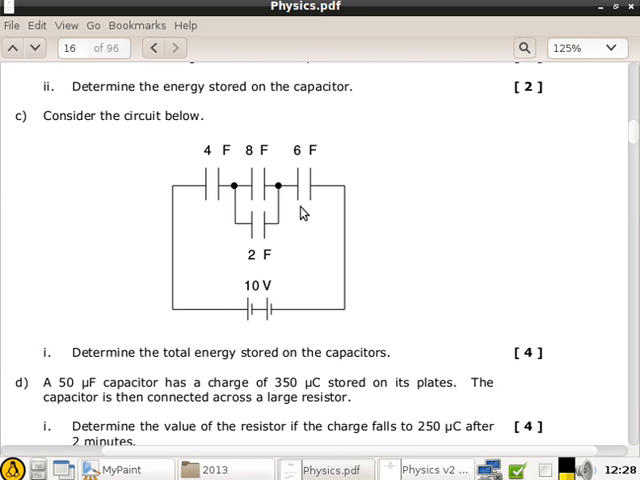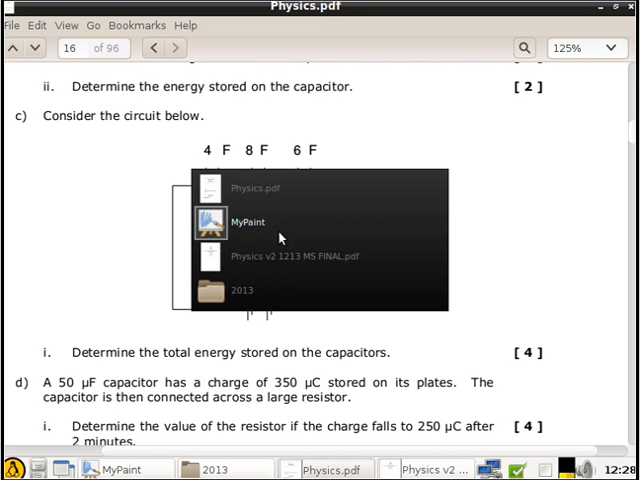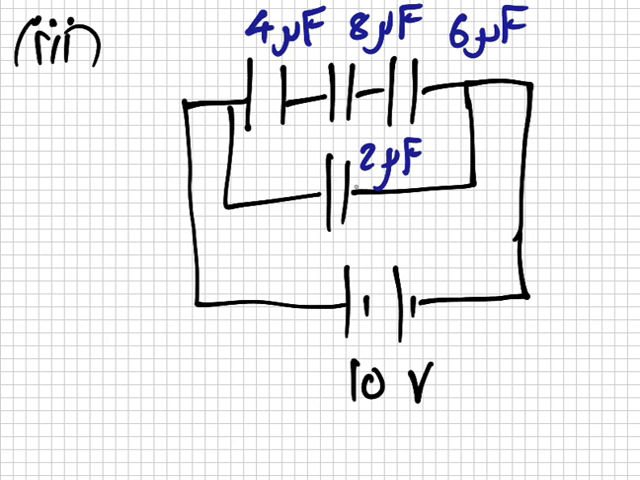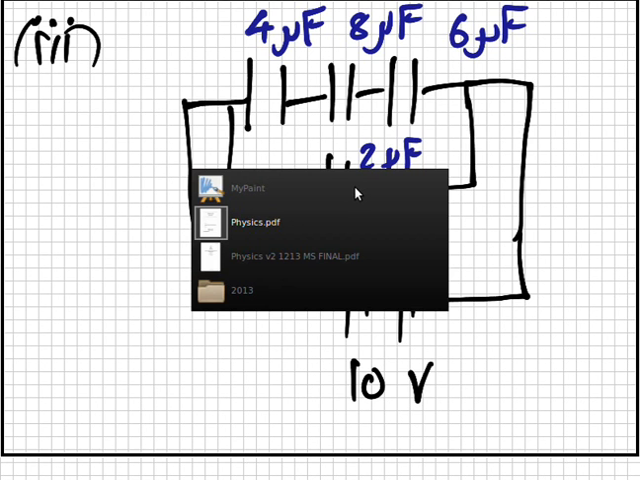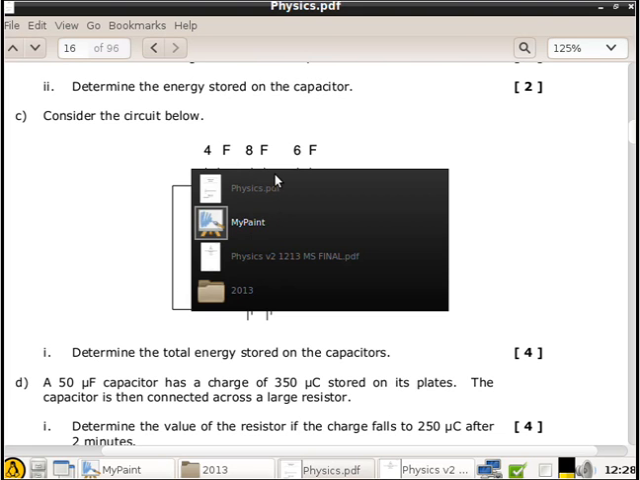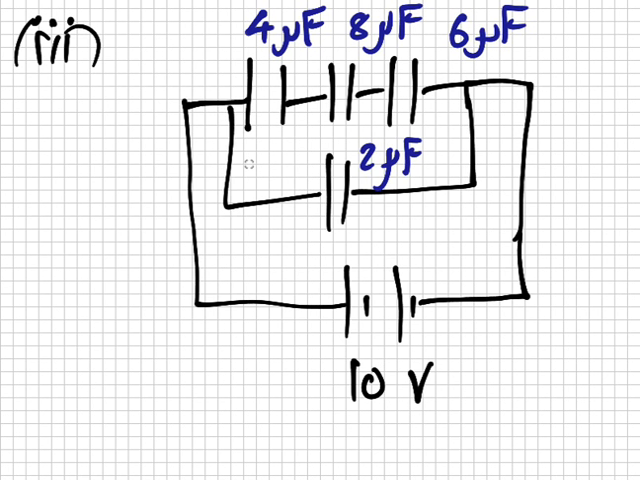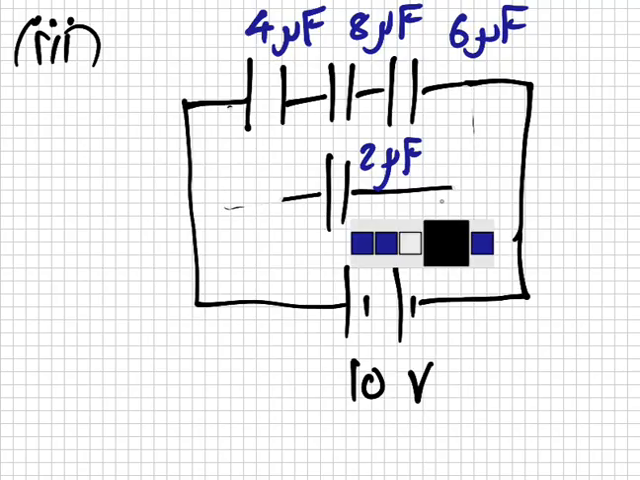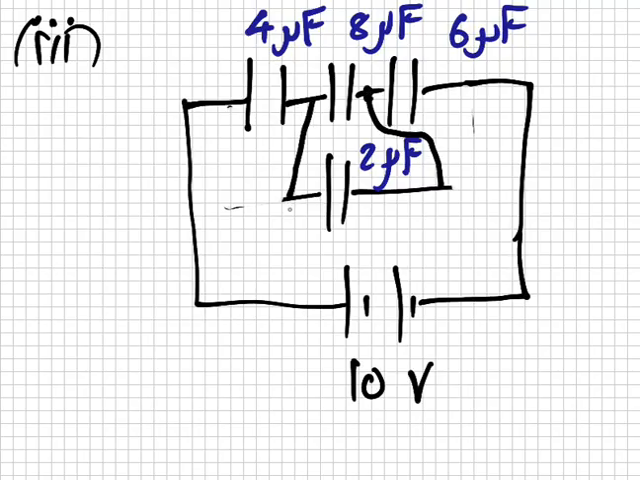The 2 microfarads was the... 4, 8, 6, 2. It was in parallel. So your diagram is wrong. My diagram's wrong? Oh, thank you. This one is only around the middle two. So it's going to there and to there. Sorry about that. Here, let me make it cleaner.